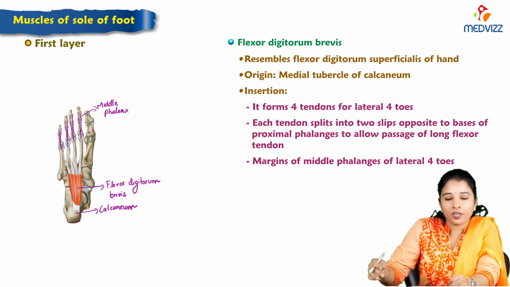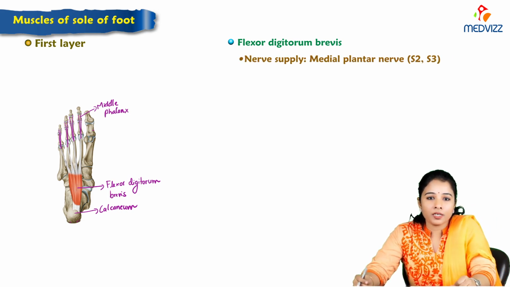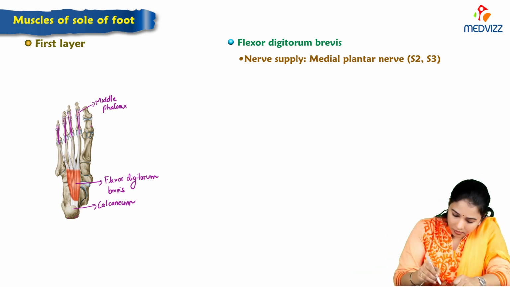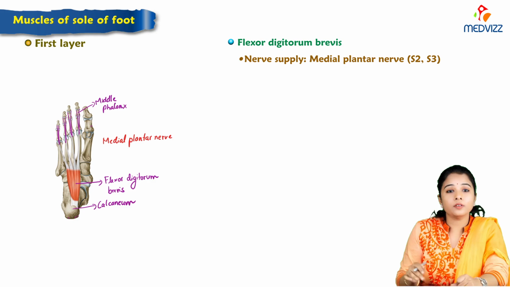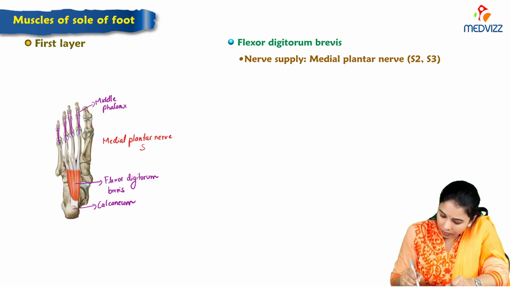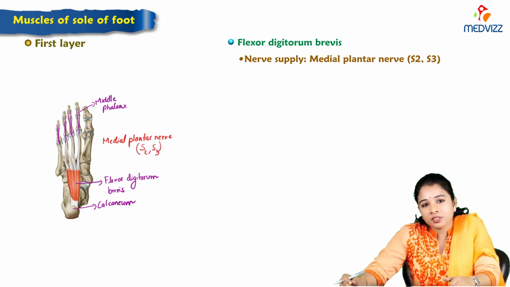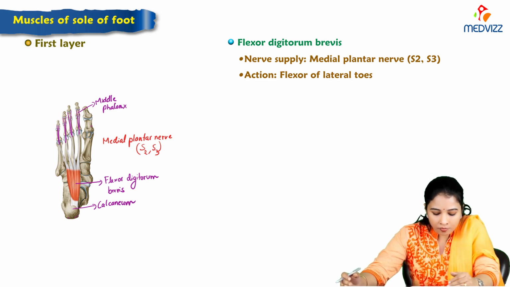So all middle phalanges it goes, and this is supplied by the medial plantar nerve. So the nerve supply is by the medial plantar nerve, which is a branch of the tibial nerve having the root value S2, S3. As the name suggests, the action of flexor digitorum brevis is that it acts as a flexor of the lateral 4 toes.